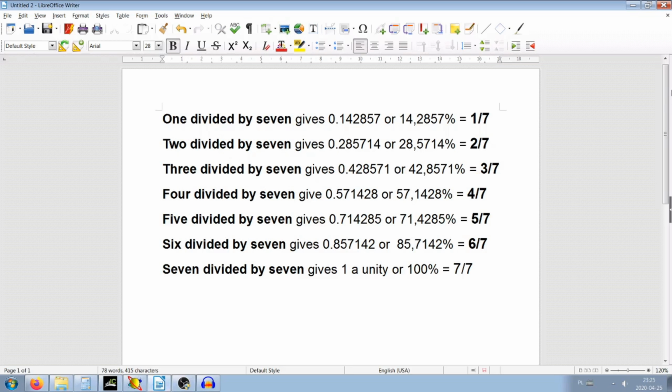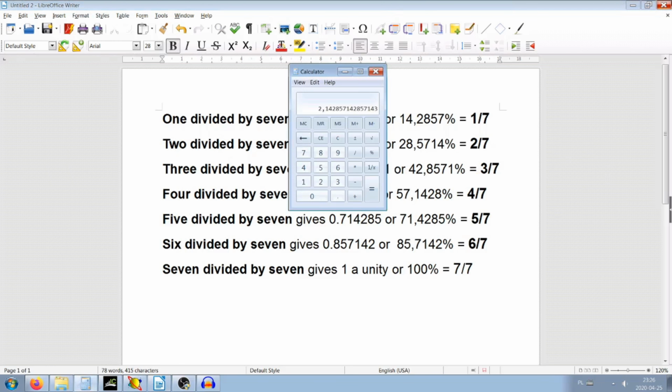So we got over here 1 divided by 7 gives 0.142857 or 14.28% approximately. This is 1/7. 2 divided by 7 gives 0.28, which is 2/7. 3 divided by 7, 0.4285, 3/7, and so on, till 7 divided by 7 gives 1. It's a unit or 100%, 7 of 7th, and further up we go, 8 of 7th, 9 of 7th, and so on.